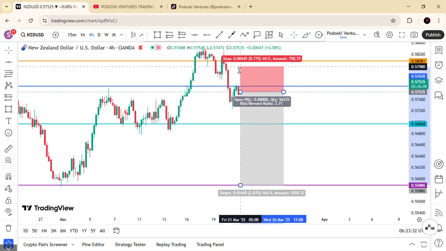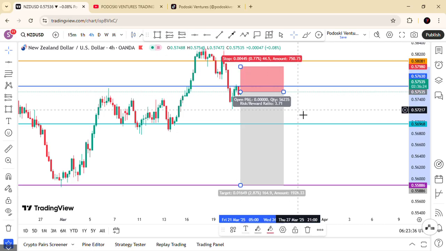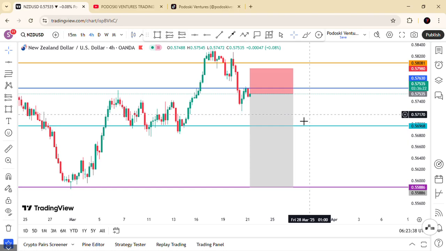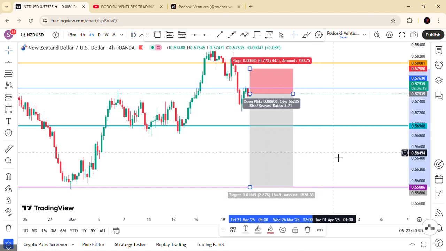Then I'll drop my stop loss to about 45 pips. Yeah, my stop loss here, and my take profit. So that's 1:3.7. And that's a very nice trade. So if you are able to catch this trade, you are good to go.